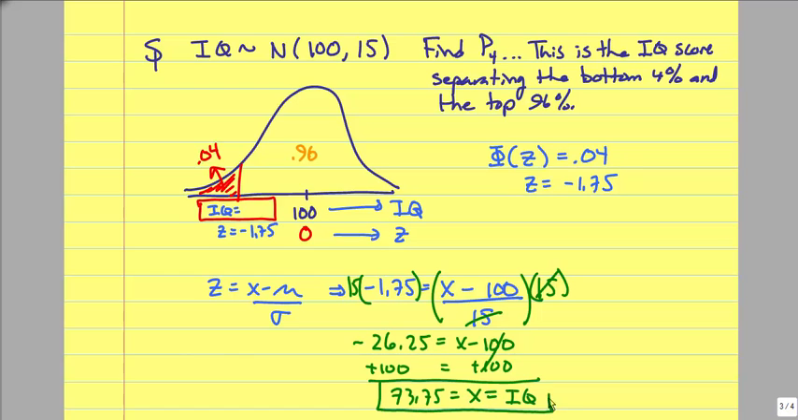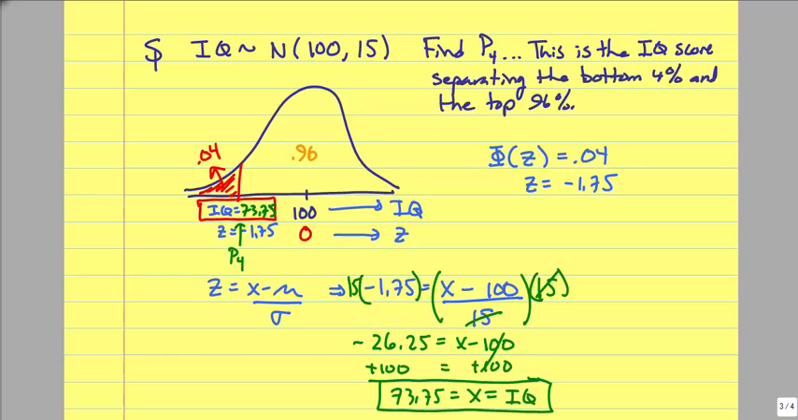That is the fourth percentile. So if you have an IQ score of 73.75, that means only 4% of all adults have an IQ score less than you. 96% of all adults have an IQ score higher than you. So this is that value of P sub 4. You have to work the problem backward.